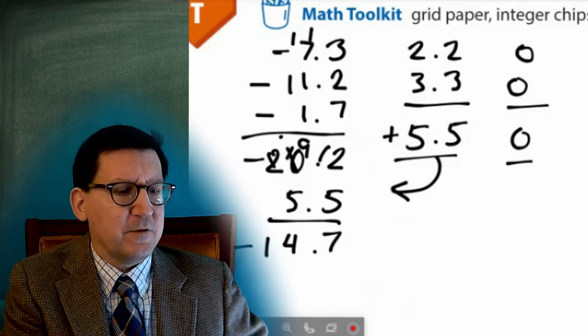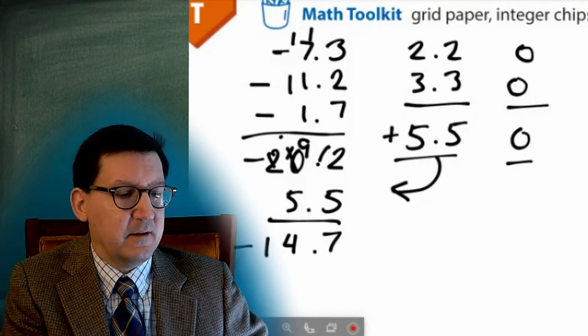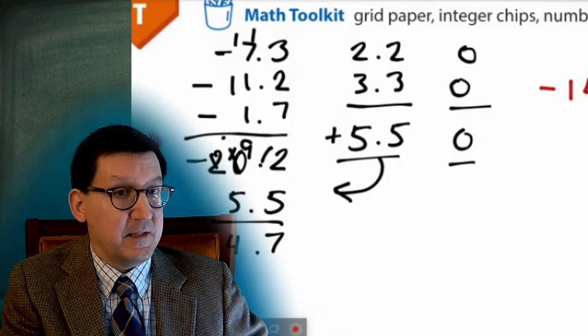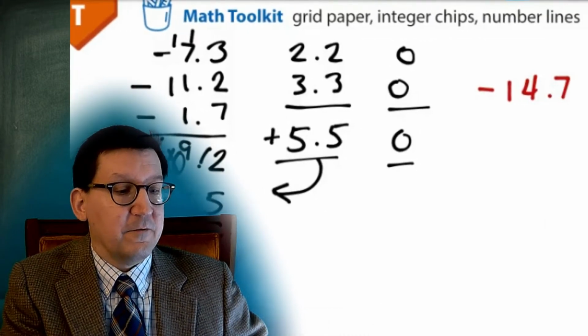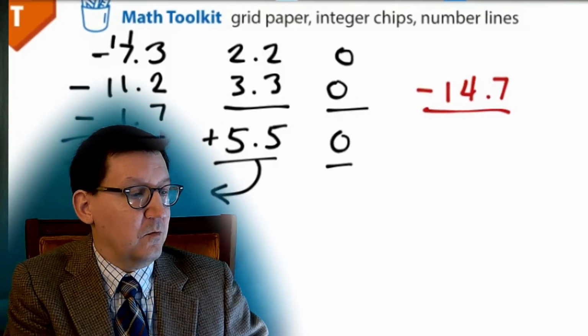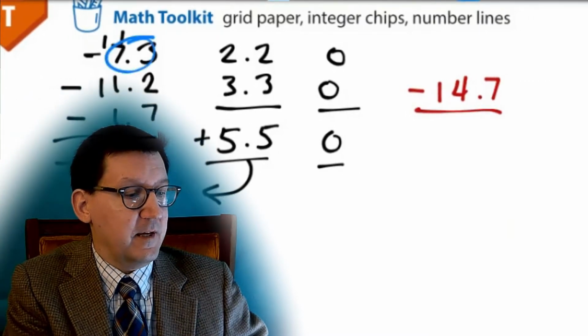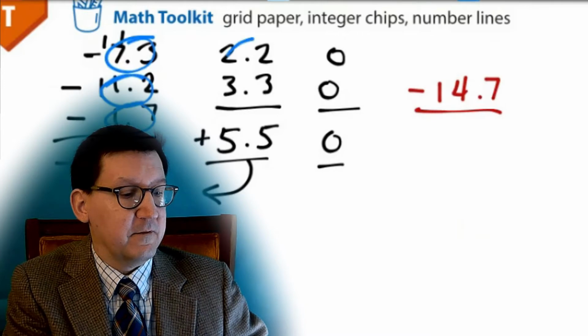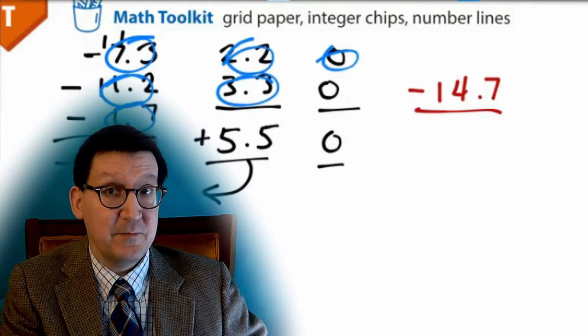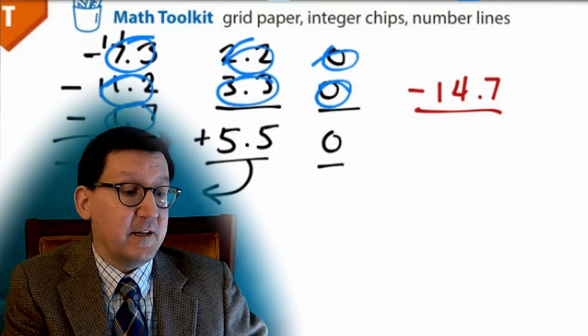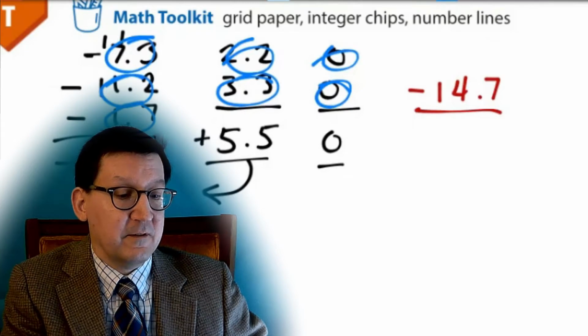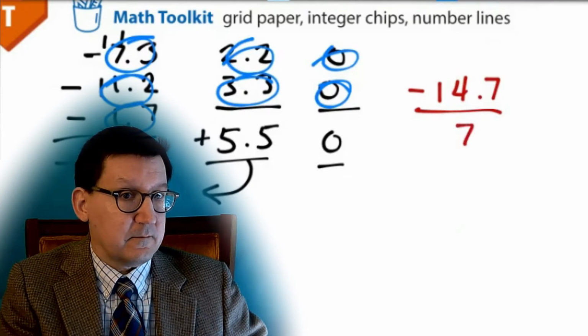So we have negative 14.7, that's fine. Now we're dividing that by how many pieces? We're dividing it by, what do we got? 1, 2, 3, 4, 5, 6, 7. We had 7 data points altogether. So we're dividing negative 14.7 divided by 7.